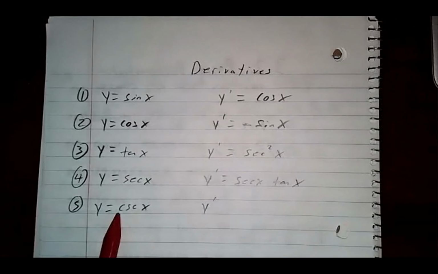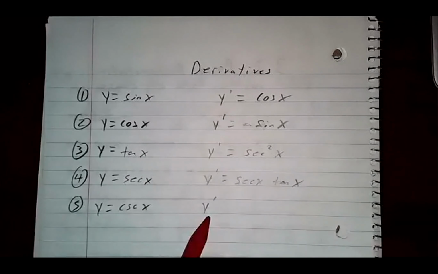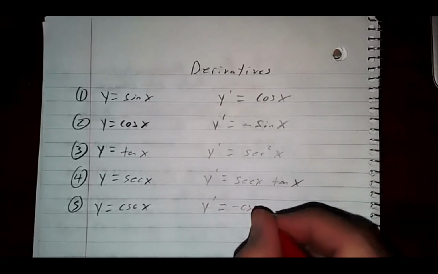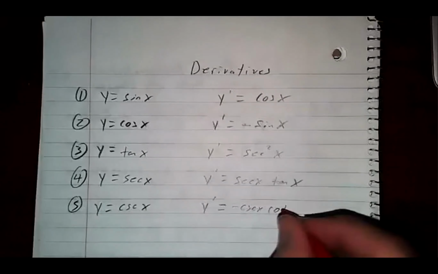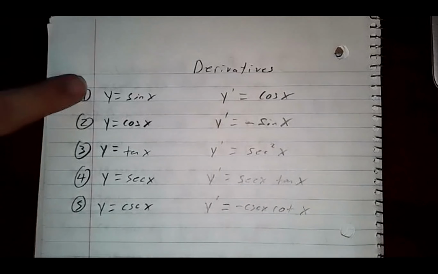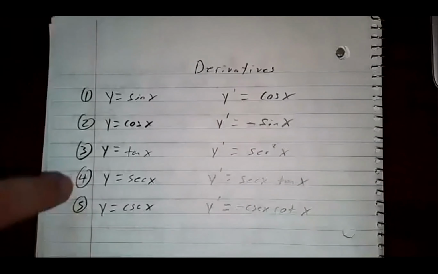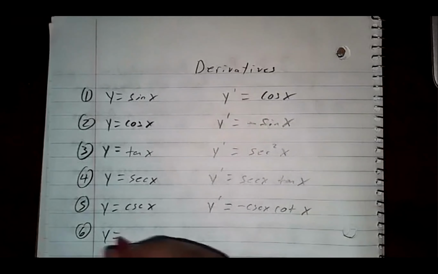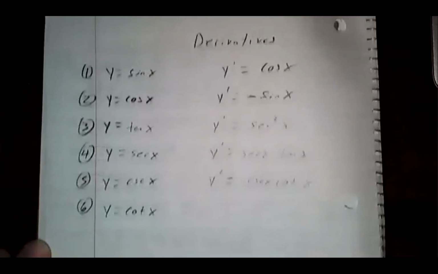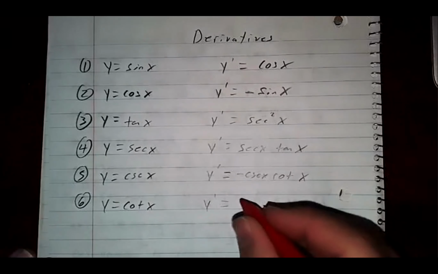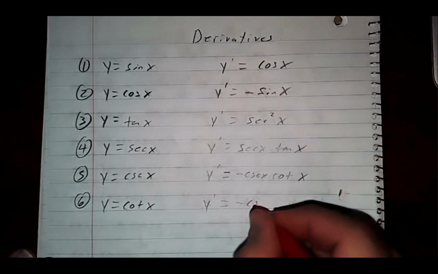All right, derivative of cosecant. The derivative will be negative cosecant x cotangent x. These are all the ones we need, right? What am I missing? Sine, cosine, tangent, secant, cosecant. Oh yeah, cotangent. There should be 6. All right, derivative of cotangent will be negative cosecant squared x.